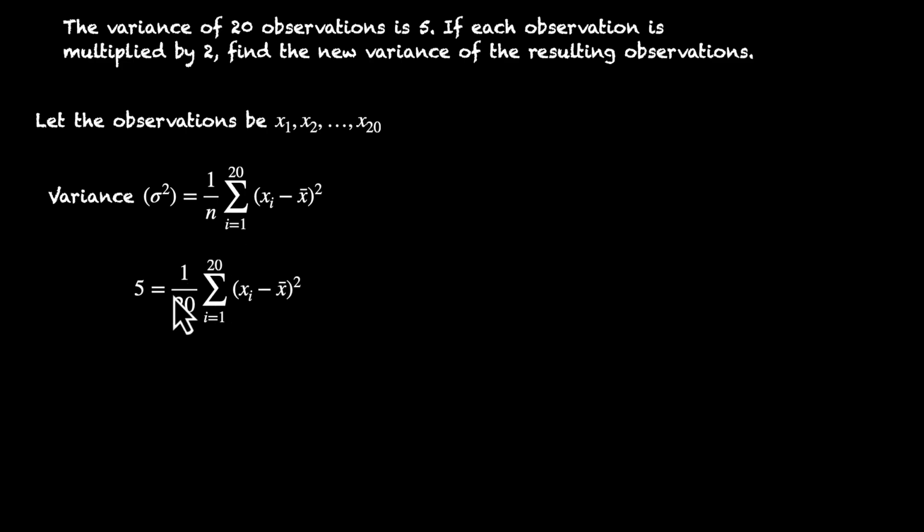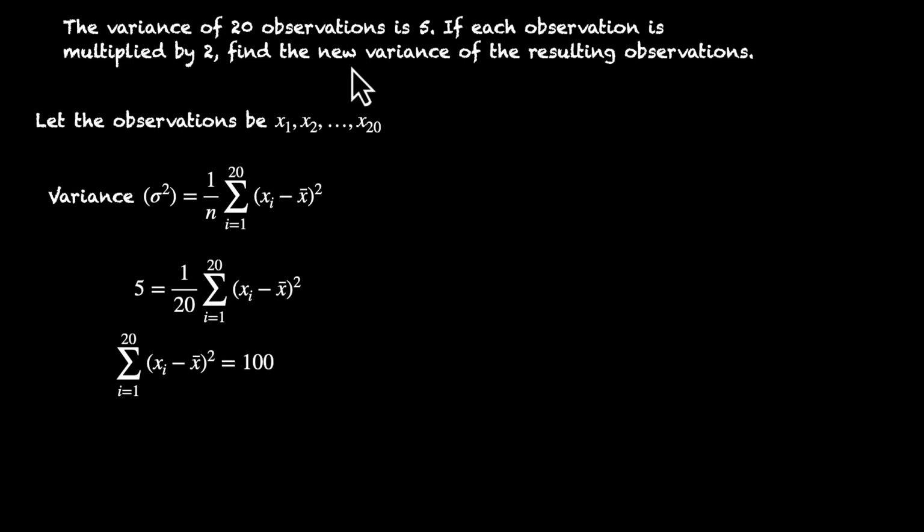So variance is 5 and n is 20. Let's replace them. 5 is equal to 1 by 20 summation i equals 1 to 20 of xi minus x bar squared. Or we can say that the sum of squares of differences of these observations from the mean is 5 times 20, that's 100. Alright, so this is what we know.